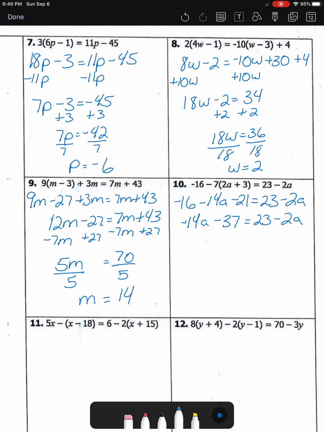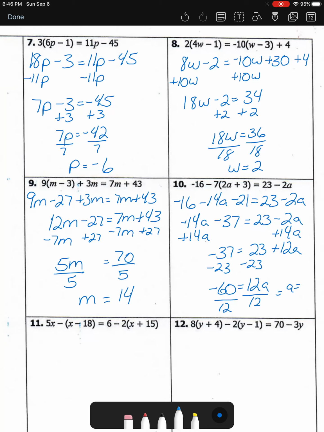Okay, this one is the smaller one, so I'm going to add 14a to get negative 37 is equal to 23 plus 12a. Again, we're going to combine those constants, so we have to subtract the 23 over. So we end up with a negative 60 is equal to 12a. We'll divide the 12 out and find out that a is equal to negative 5.